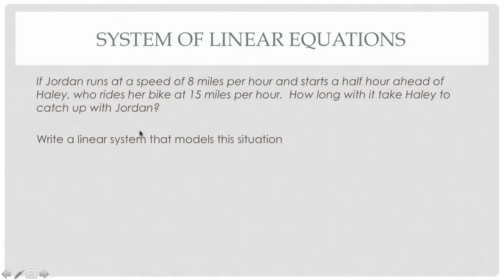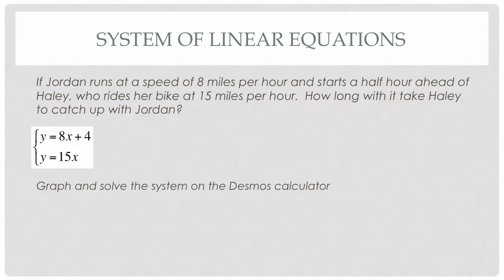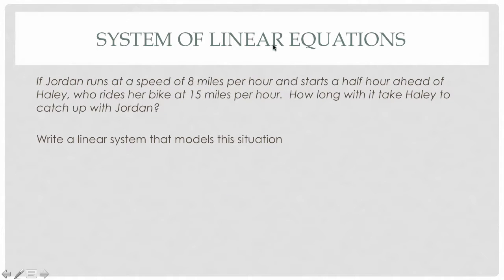Let's just dive right into a word problem and use a linear system, and go through this whole process all together. Jordan runs at a speed of 8 miles per hour, but he starts a half hour ahead of Haley, who rides her bike at 15 miles per hour. The question is, how long will it take Haley to catch up with Jordan? So we're going to write a linear system that models this situation and start playing around with linear systems and the need for it. So what do we got here?